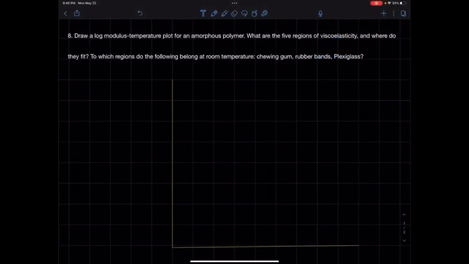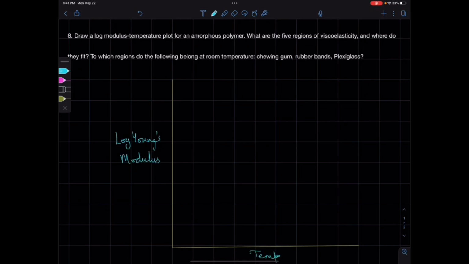Draw a log modulus temperature plot for an amorphous polymer. What are the 5 regions of viscoelasticity and where do they fit? To which regions do the following belong at room temperature? Chewing gum, rubber bands, plexiglass. On the y-axis we have log of Young's modulus, and the x-axis we have temperature, and the graph is something like this.